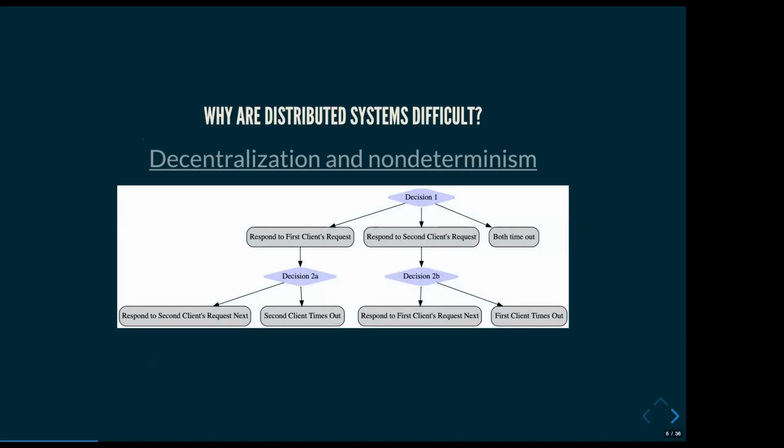And to demonstrate the non-determinism, imagine a system where two different clients make requests to a service. This is actually a simplified diagram, and I'll elaborate on what this omits. So the first decision is, does the service reply to the first client's request or the second client's request, or does it time out? If it replies to the first client's request, then there's a second decision, which is, does it reply to the second client's request next, or does the second client time out?